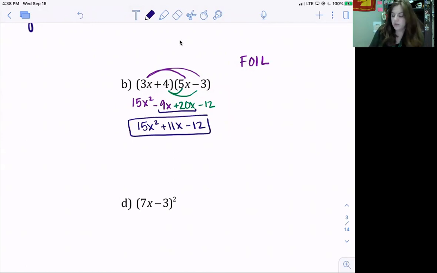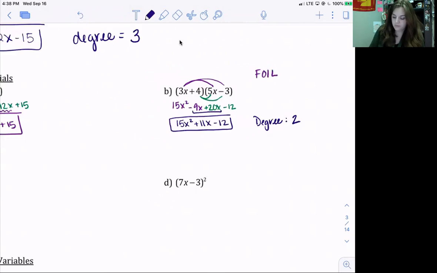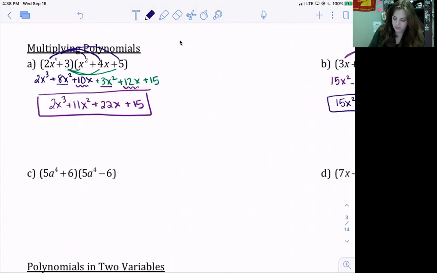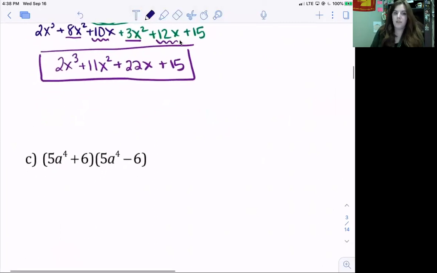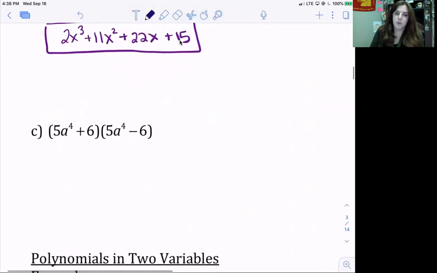And here, let's check our degree. Our largest exponent on our solution is 2. All right, looking at C, 5a to the 4th plus 6 times the quantity 5a to the 4th minus 6. So if we distribute 5a to the 4th times 5a to the 4th gives us 25a to the, remember we add our exponents, so 4 plus 4 is 8.